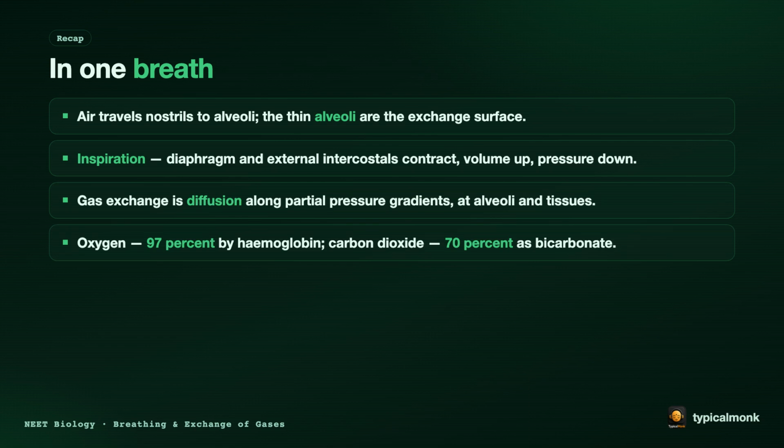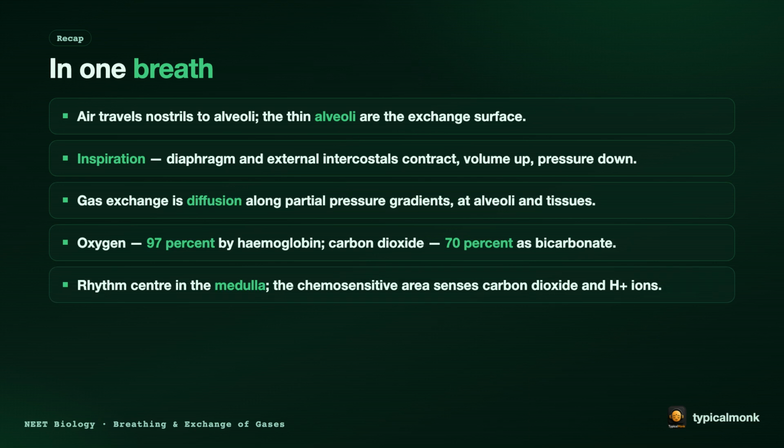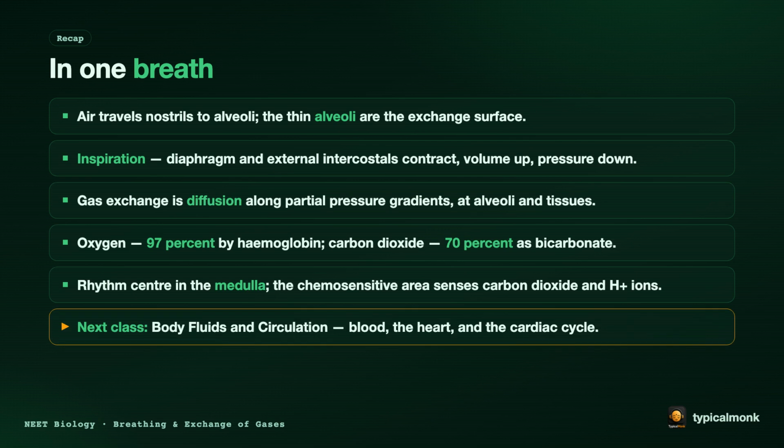Oxygen 97% by hemoglobin, carbon dioxide 70% as bicarbonate. The rhythm center is in the medulla. The chemosensitive area senses carbon dioxide and H+ ions. Next class, body fluids and circulation, blood, the heart, and the cardiac cycle.